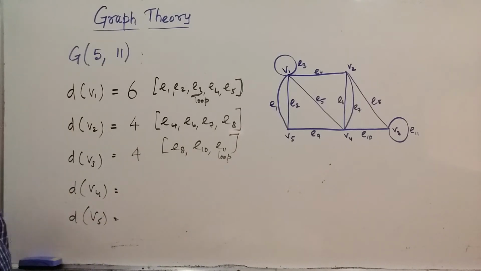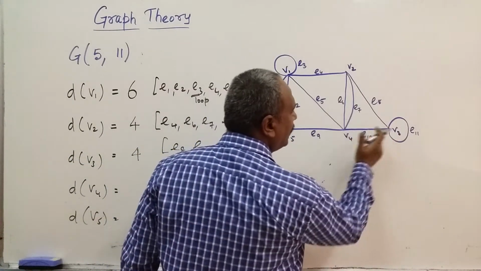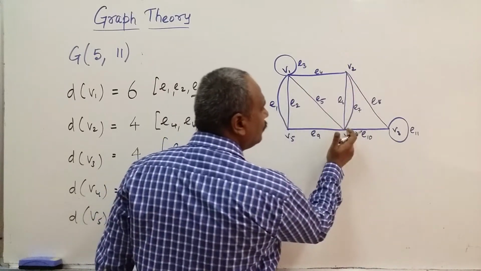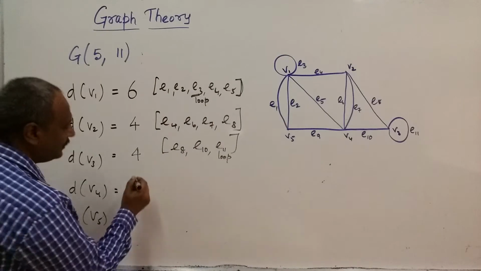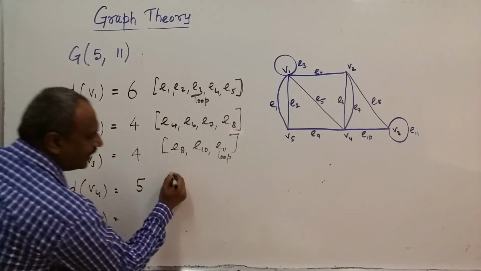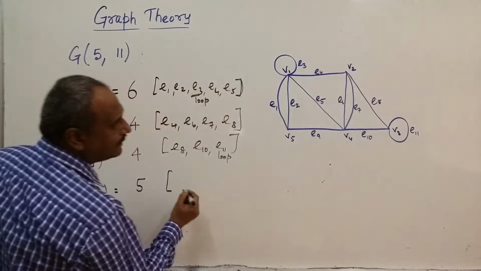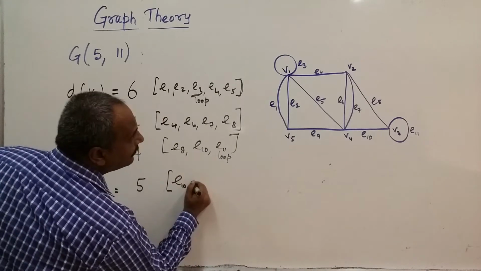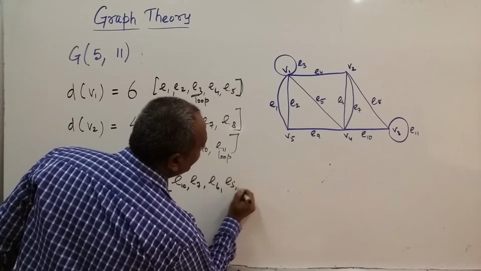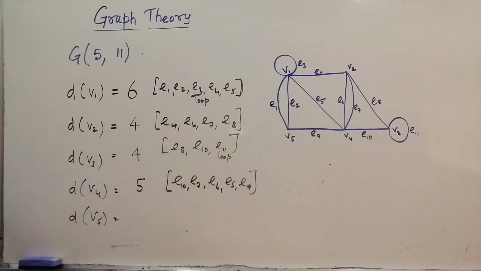Next I am going to check the degree of V4. How many edges are passing through? 1, 2, 3, 4 and 5, isn't it? There is no loop here. We have 5 edges. What are all the edges we have for V4? For our convenience I am writing them: E10, E7, E6, E5, and E9.